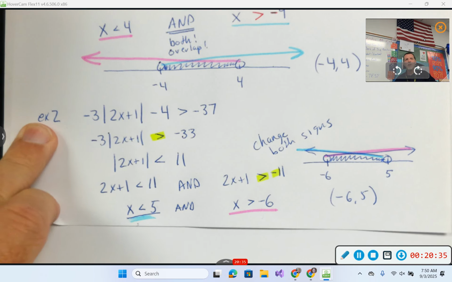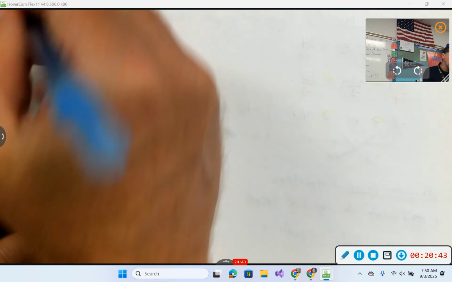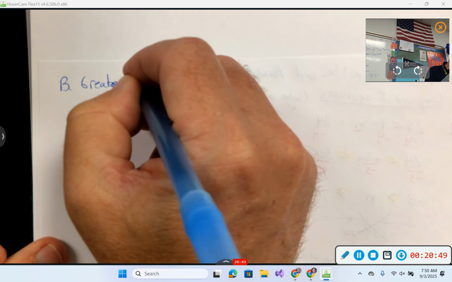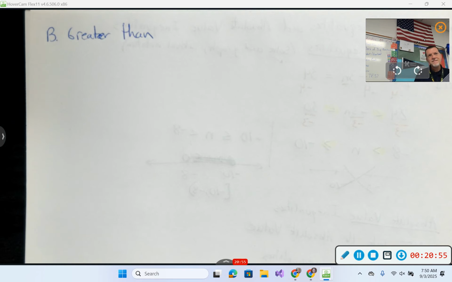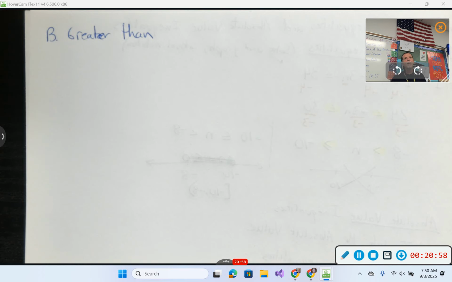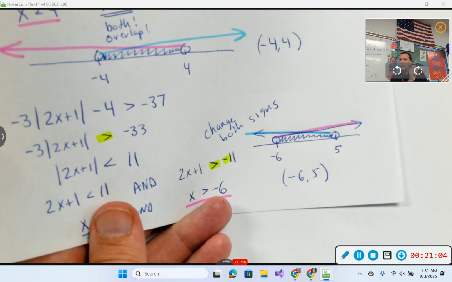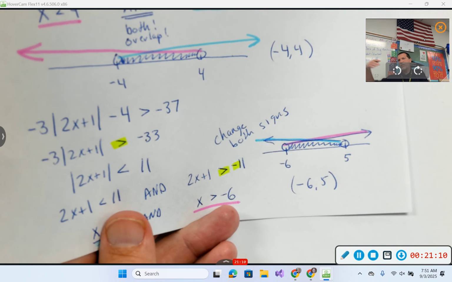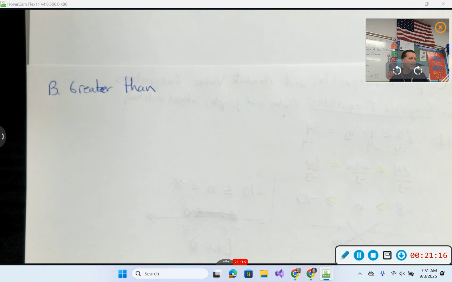Okay, but both of those examples were less than problems. So what do you think letter B is going to be? Greater than problems. Oh, is this where we have to do the U thing? If there's two solution intervals, yes, we'll join them with a U. We have to do something like 5 U, and then 7 to infinity. So yes, if that happens, we'll use the U. And yes, it's going to happen.